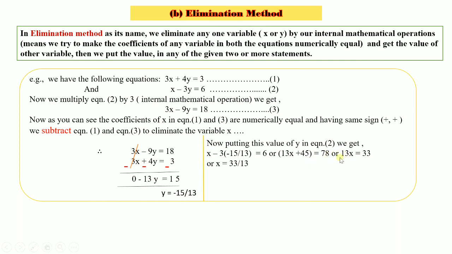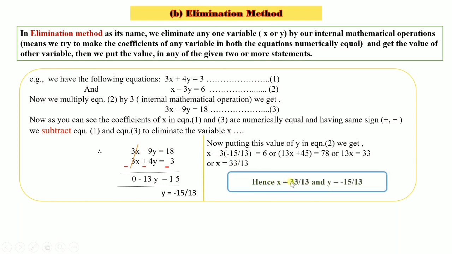So now 13x is equal to 33, that means 78 minus 45 is equal to 33, and then x is equal to 33 upon 13. So hence we have the value of x as 33 by 13, and the value of y as minus 15 upon 13. So this is all about the method of elimination. We will be solving the next exercise based on this concept, so be ready for that. Let us go now to the exercise.